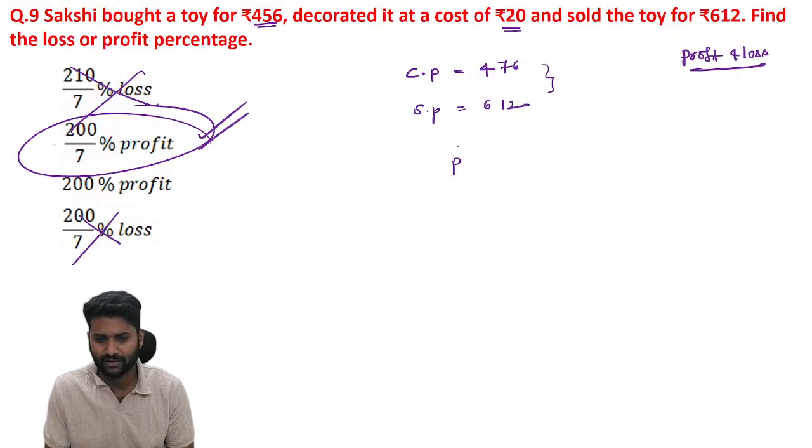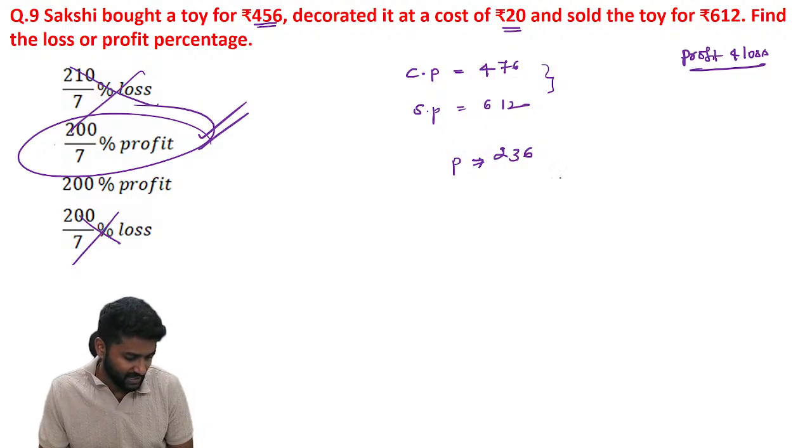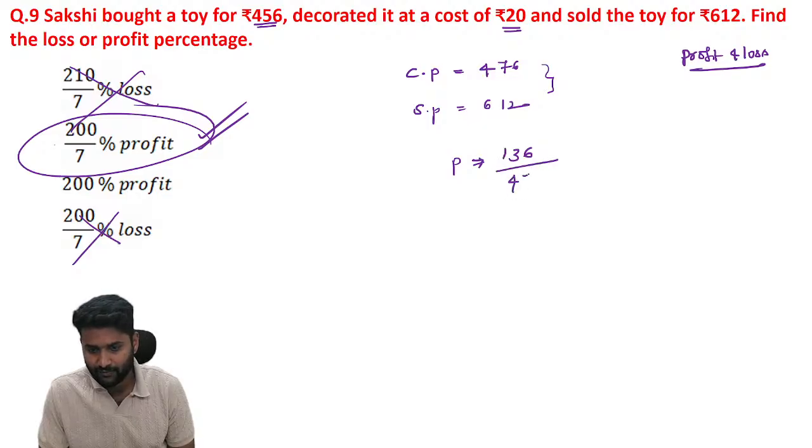Observations are most important. Of course, if you are not interested, you can just go through the simplification part. So they get a profit of 612 minus 476, which is 136 units of profit. So 136 profit divided by 476.